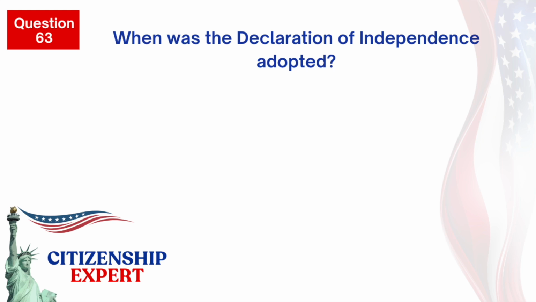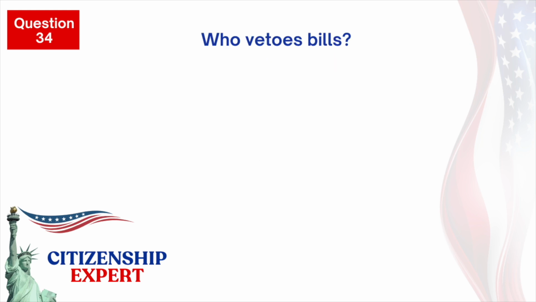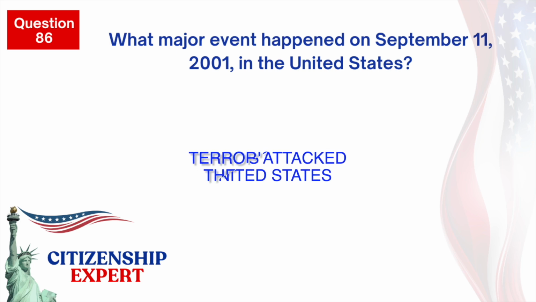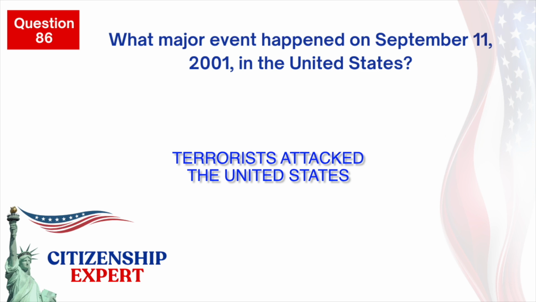When was the Declaration of Independence adopted? July 4, 1776. Who vetoes bills? The President. What major event happened on September 11, 2001, in the United States? Terrorists attacked the United States.